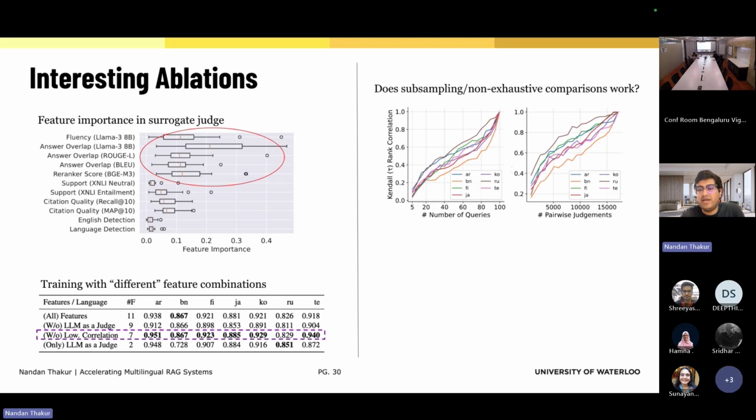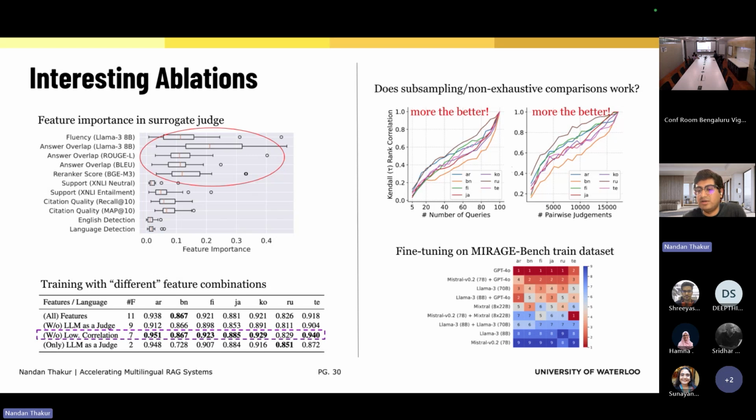Third, we did an exhaustive comparison. We had 19 models, so we did 19 C2 combinations for each query. What we wanted to see was whether we can use a smaller number of queries or a smaller number of pairwise combinations, and how well that would correlate to the original gold ranking. In general, both our findings were that the more queries, the better. And the more pairwise comparisons you do, the better you are at estimating the rank performance of the model.